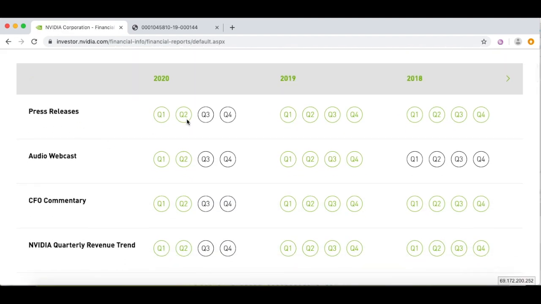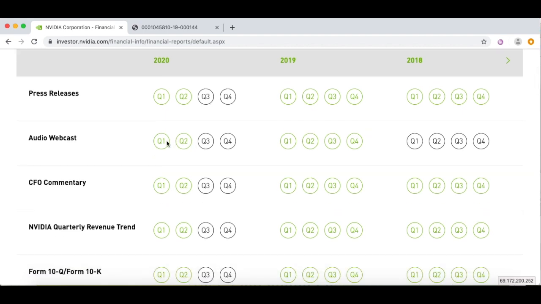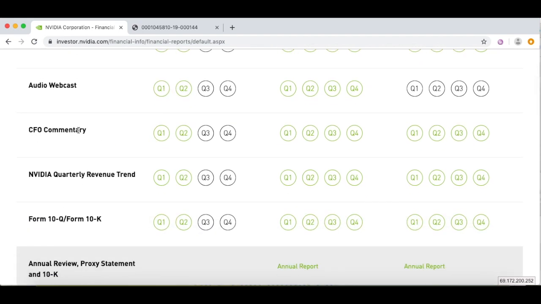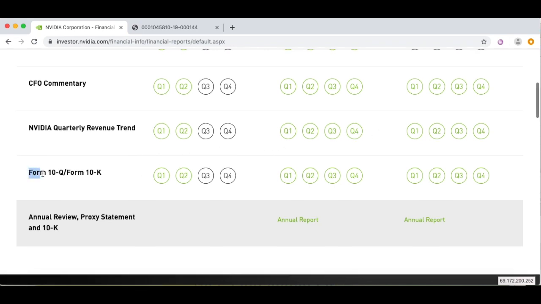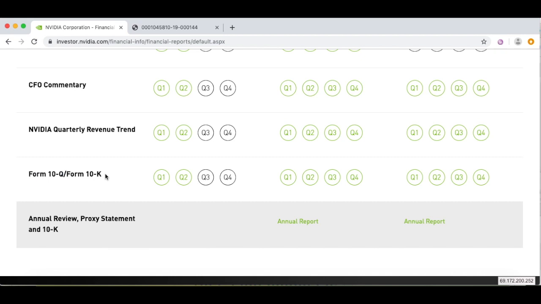And here you see that they have press releases. They have the audio webcasts of their investor calls. They have some CFO commentary, which is kind of interesting. They have a quarterly revenue trend, which shows you their revenue trending over different periods of time. And then here we get down to our Form 10Q and 10Ks.